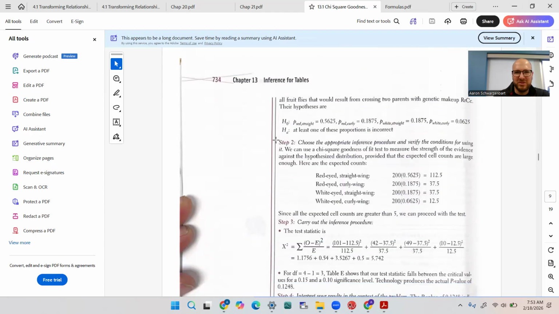So we are taking our H naught, that my actual values fit my expected. HA is that at least one of these proportions is incorrect. To run the goodness of fit test, we cannot use proportions. So we ran this test with 200. So we calculate all these numerical expected values.